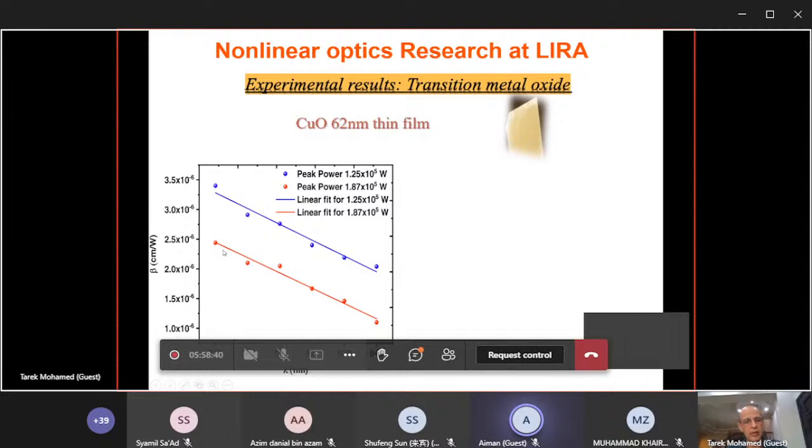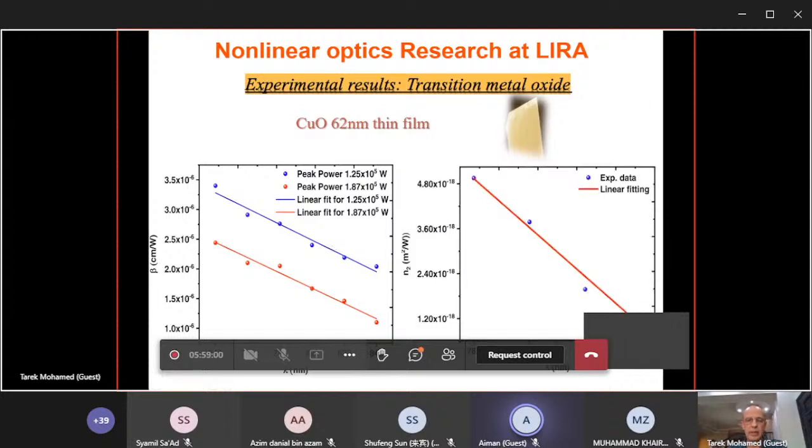You can see here for CuO, copper oxide, beta decreases with increasing wavelength, and with increasing peak power, the nonlinear absorption coefficient increases, but still beta decreases with the wavelength. And here, this is the nonlinear refractive index as a function of the wavelength, decreasing with increasing excitation wavelength.